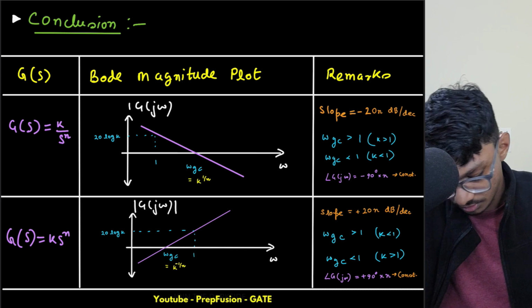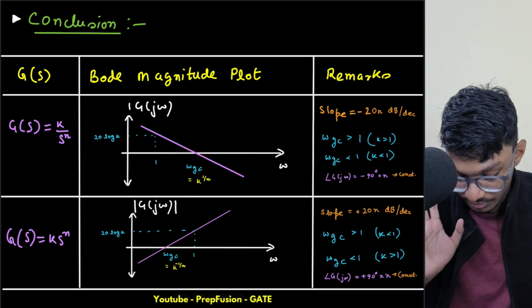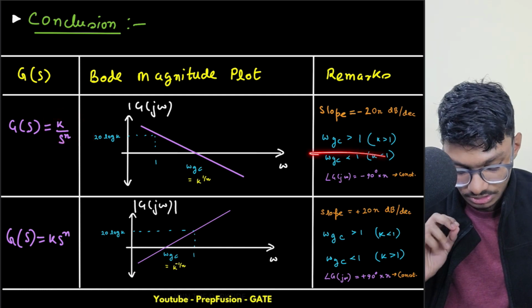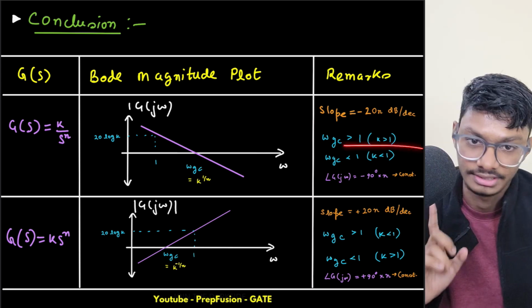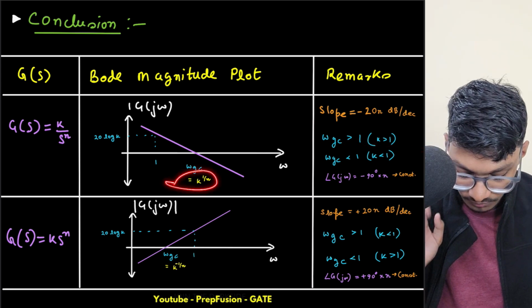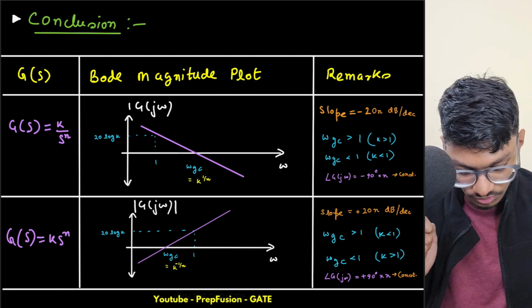Okay, so this is the case. This is the omega gc for this, when you have k bias to the part. One more thing to note here is that omega gc will be greater than 1 when my k is greater than 1. Why? If my k is greater than 1, whatever the under root we take, it will always be greater than 1.